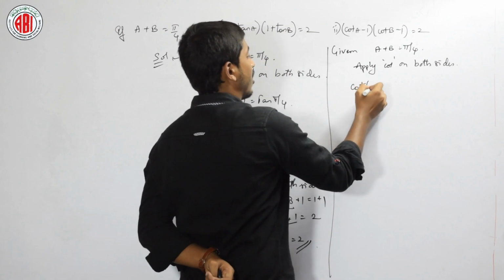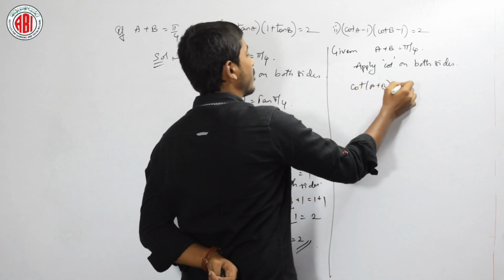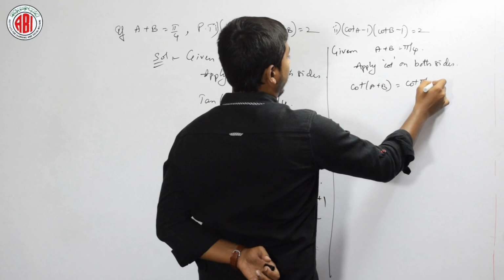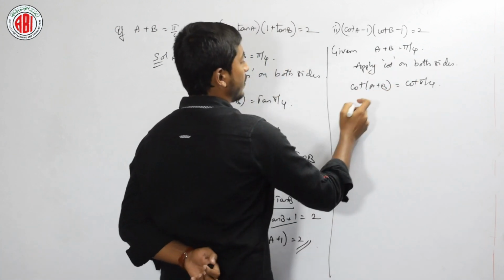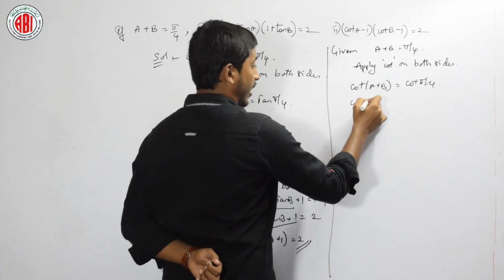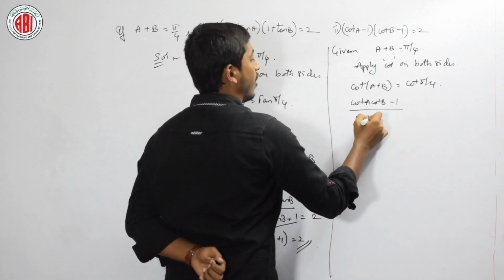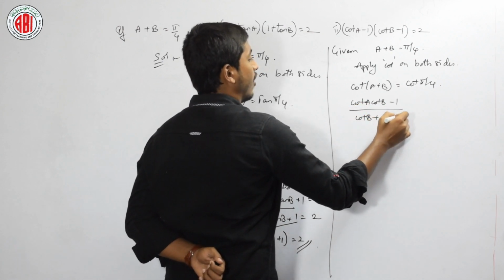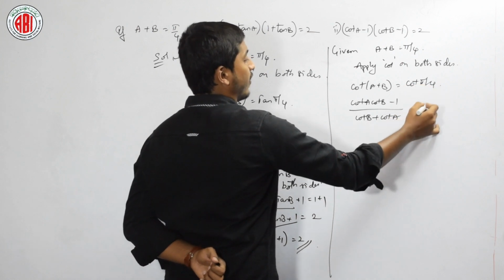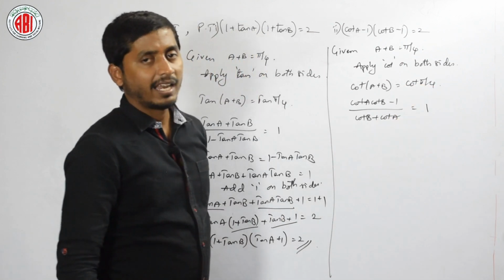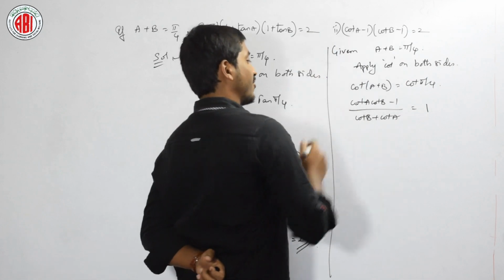It will become cot of a plus b is equal to cot pi by 4. The cot of a plus b formula is cot a cot b minus 1 by cot b plus cot a. What is the value of cot 45? It is 1, right. Now, let us again transform to the right hand side.